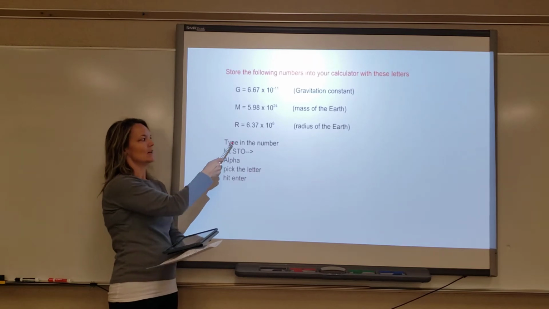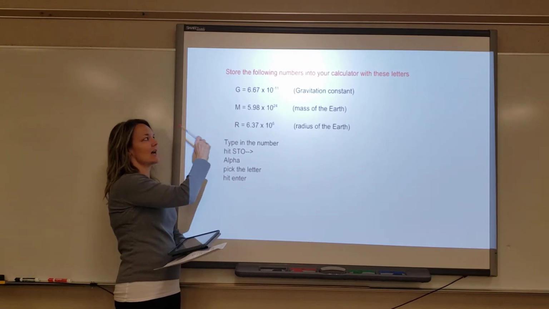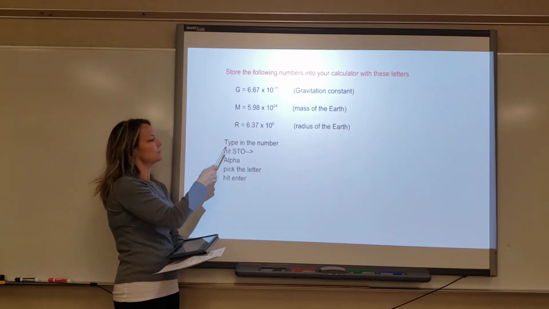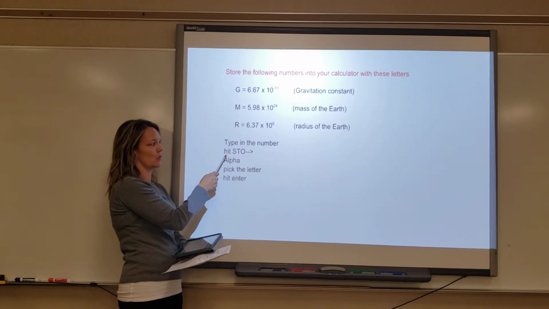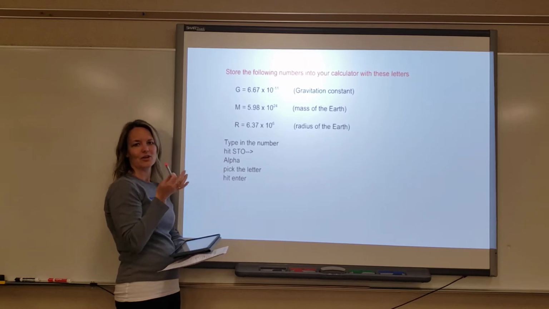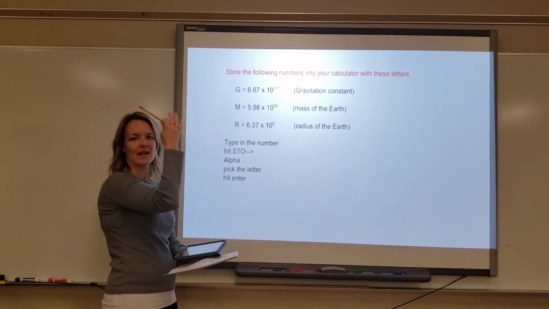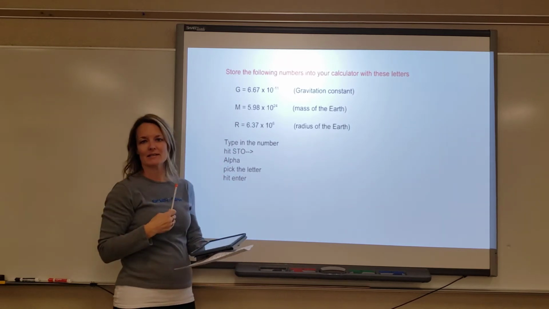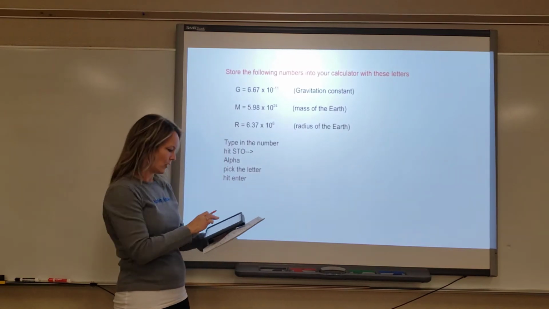Here is how you type it in. You're going to type in whichever number you're storing first. You're then going to hit the button store on the bottom left, then alpha. You're going to pick whichever letter you want it to be, and then you'll hit enter. The next time you want that number, you just hit alpha M. If you want the mass of the Earth, it will dump it in for you.